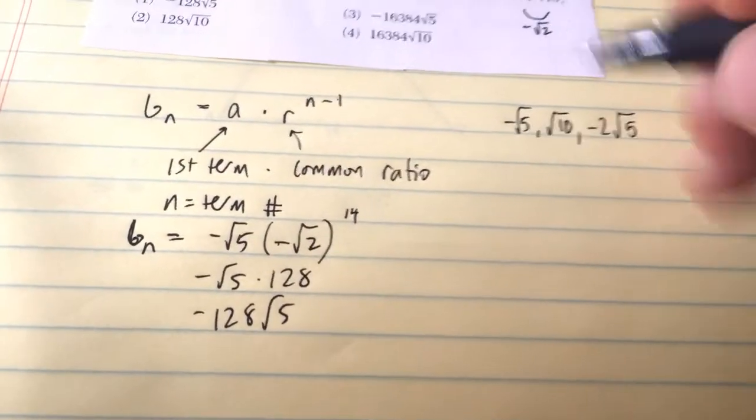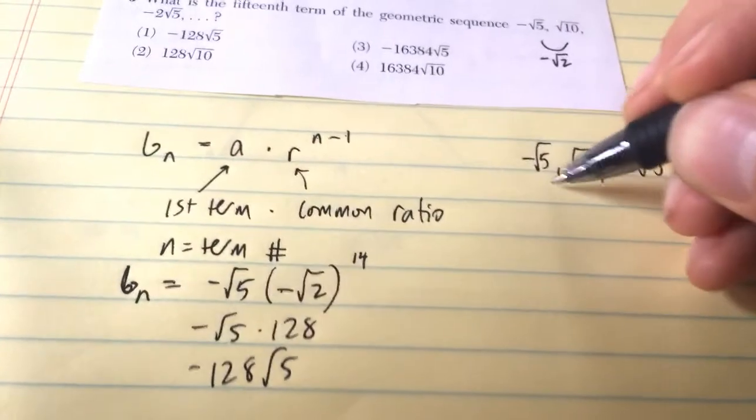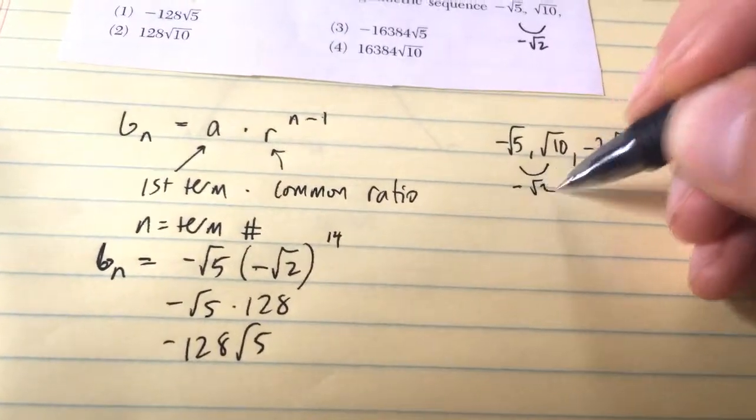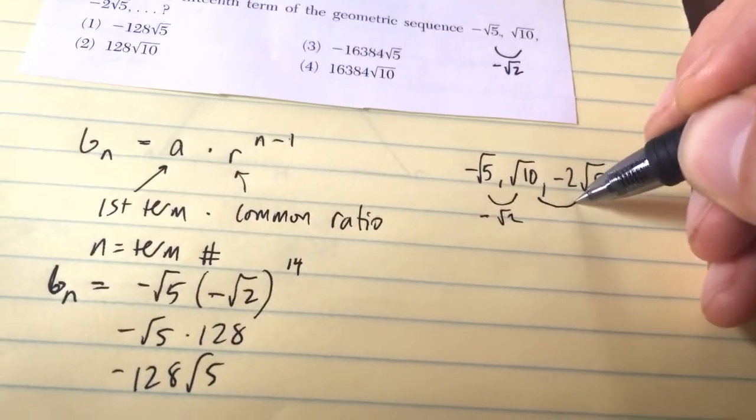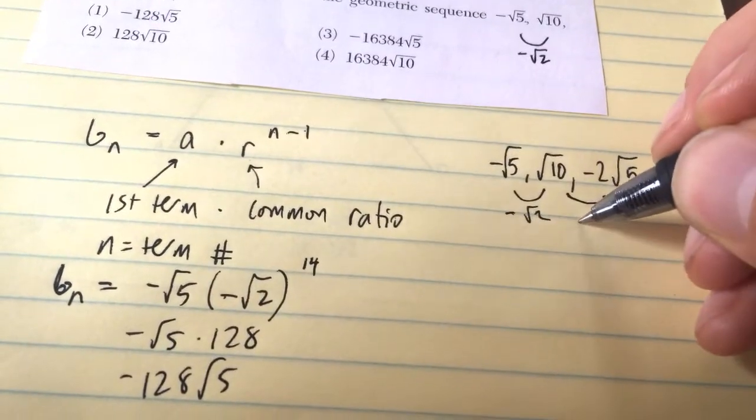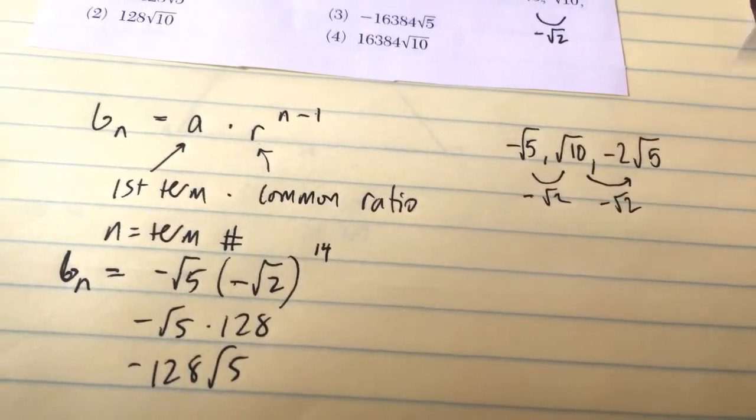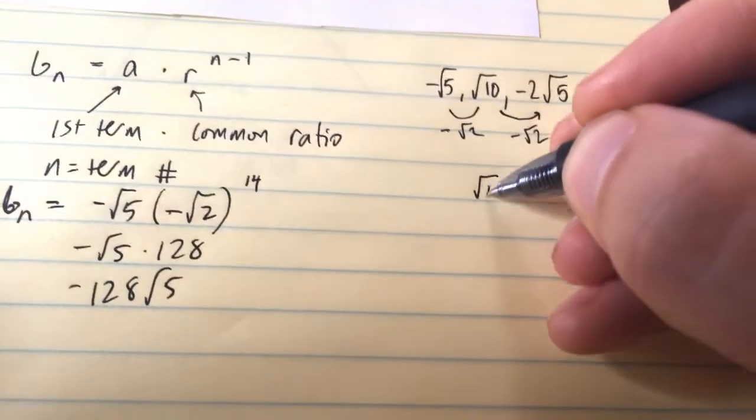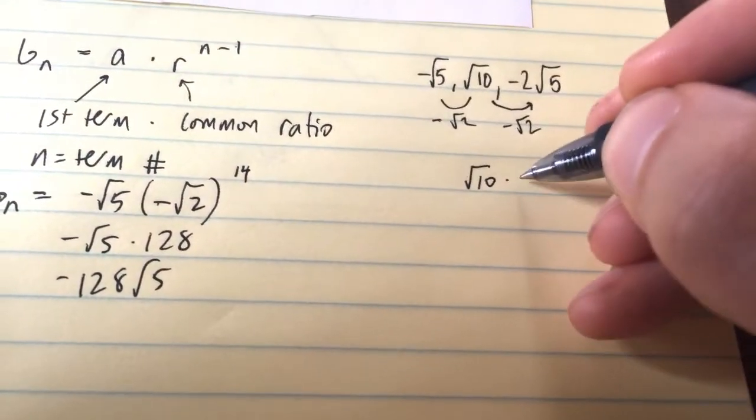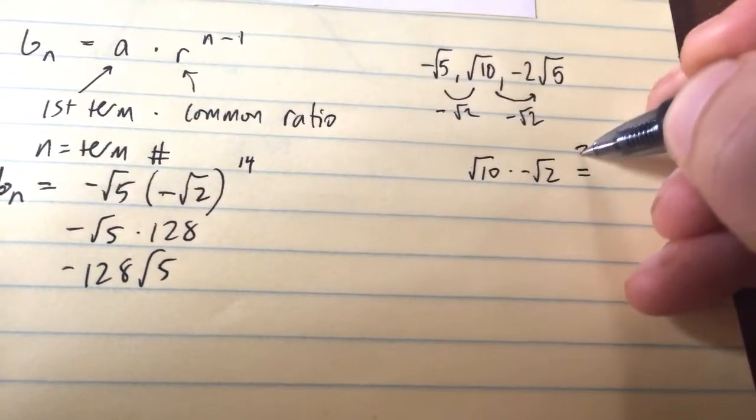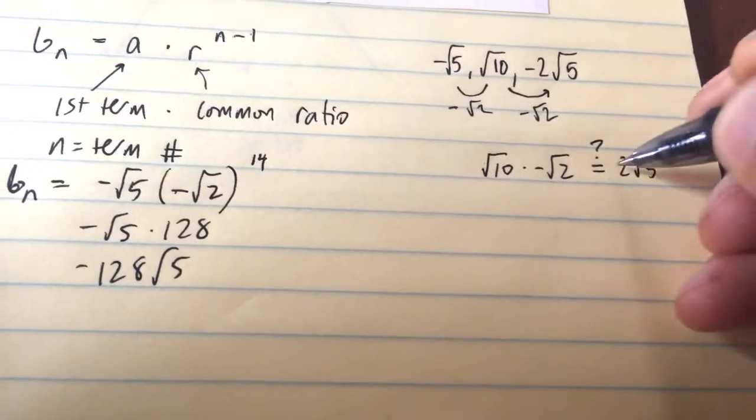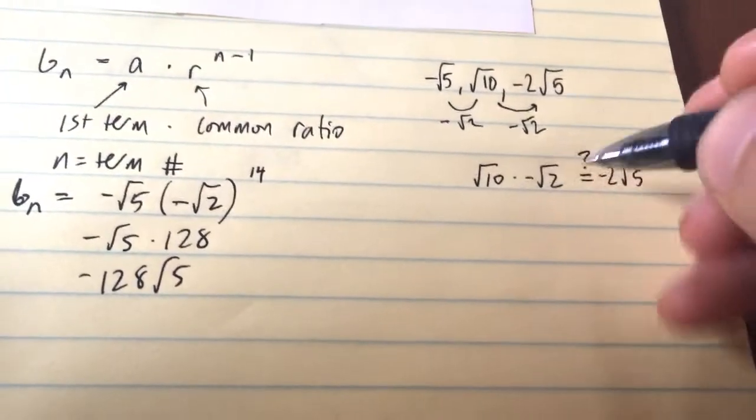Before I continue, someone asked me, how is this multiplying by negative square root of 2? How is multiplying square root of 10 by negative square root of 2 equal to that? Why and how is that equal to that? Okay? Well, this is how.